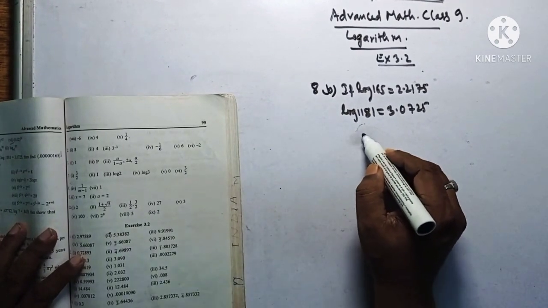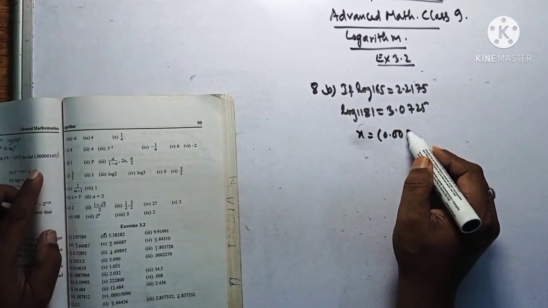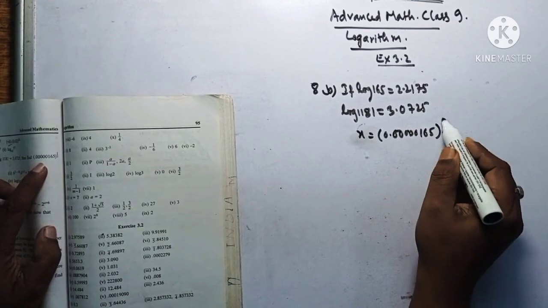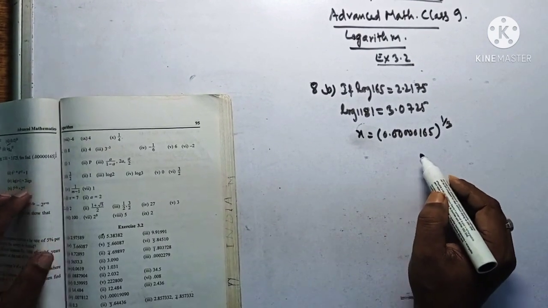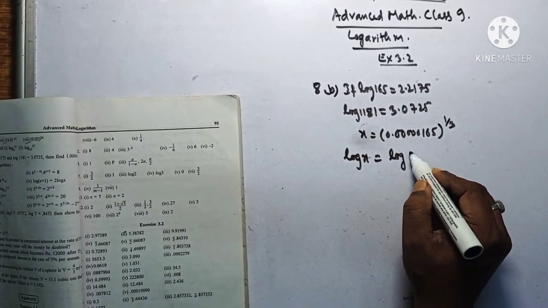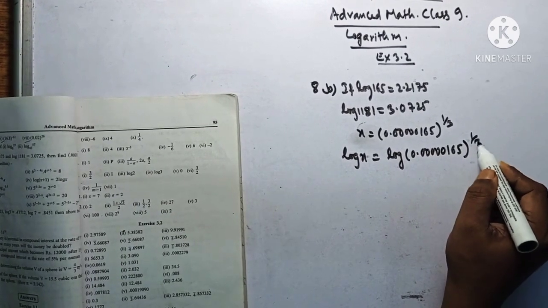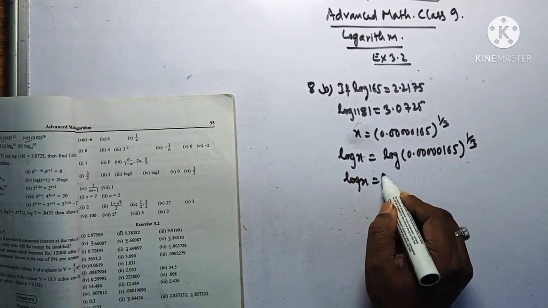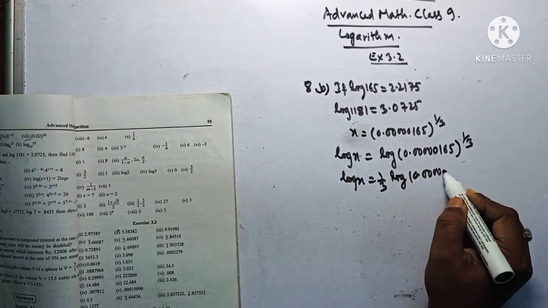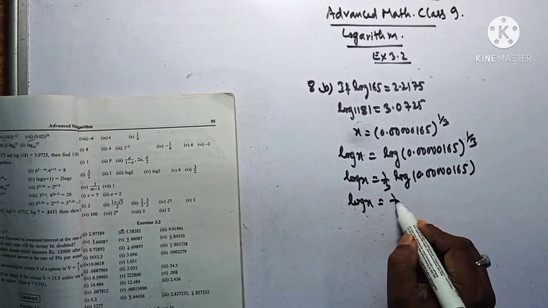That means x is equal to 0.00000165 to the power of 1 by 3. So log x will be equal to log of 0.00000165 to the power 1 by 3. So log x will be equal to 1 by 3 log 0.00000165.